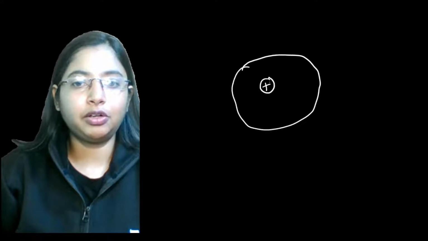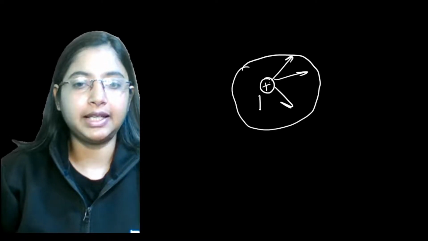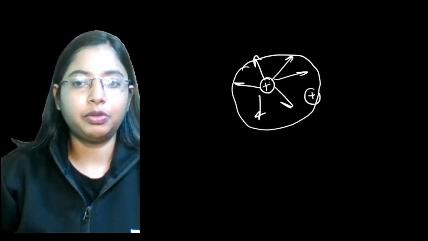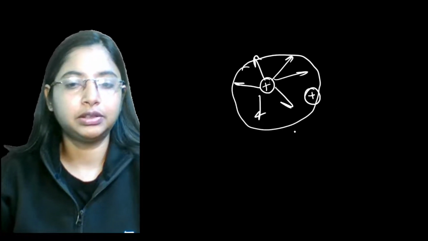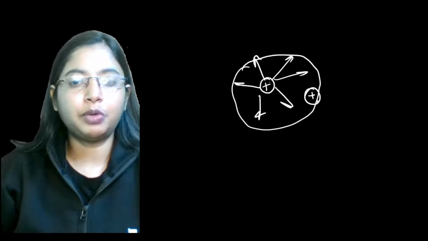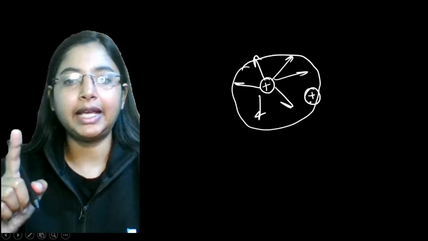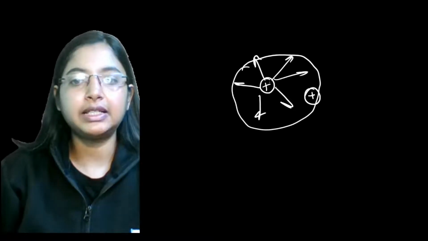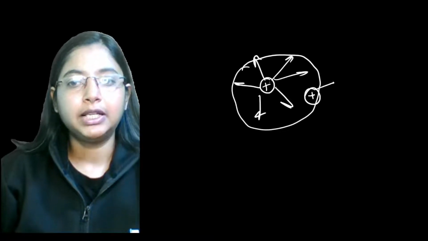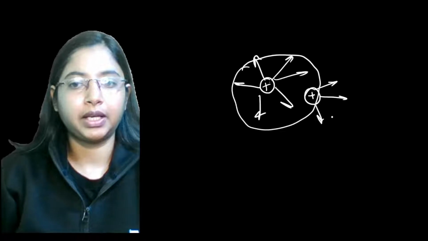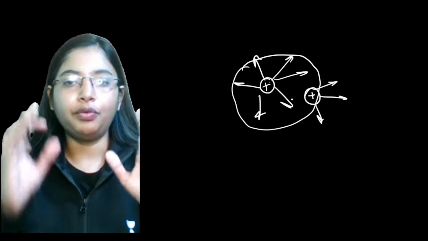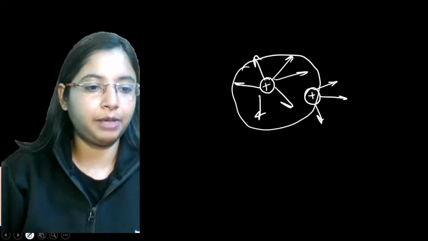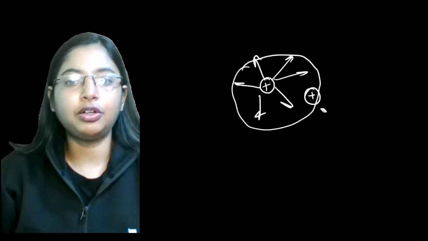Now, this particular positive charge has field lines everywhere around. Imagine you have to bring in another positive charge and place it over here. If they are unlike, that is one positive and another negative, then there will be an attractive force. But in this case, since both are positive, they will start repelling. So we have to do some work to overcome this electrostatic force of repulsion, which is basically your potential.